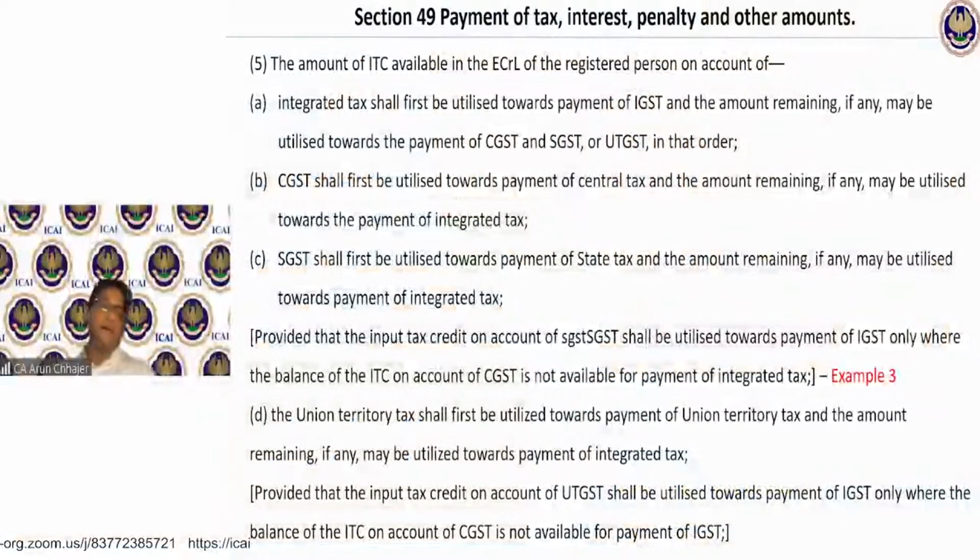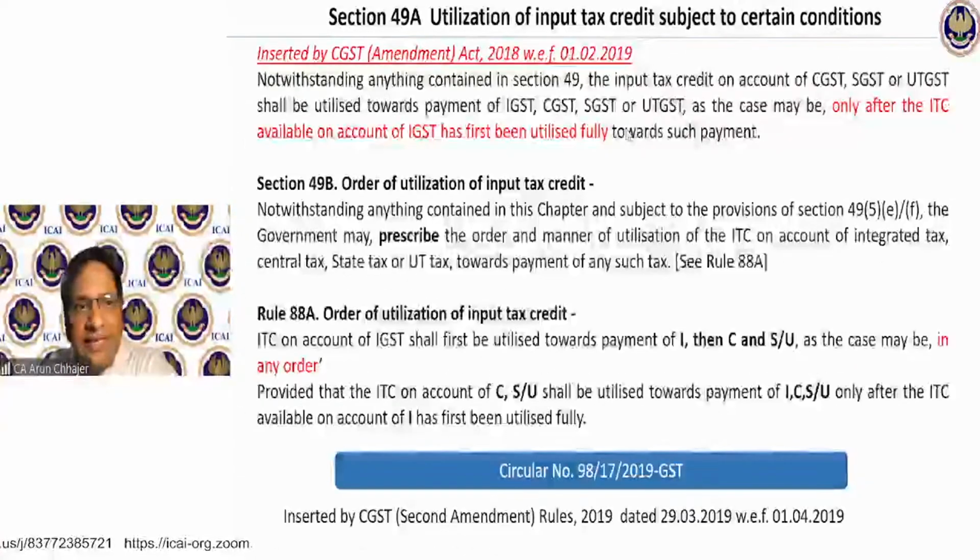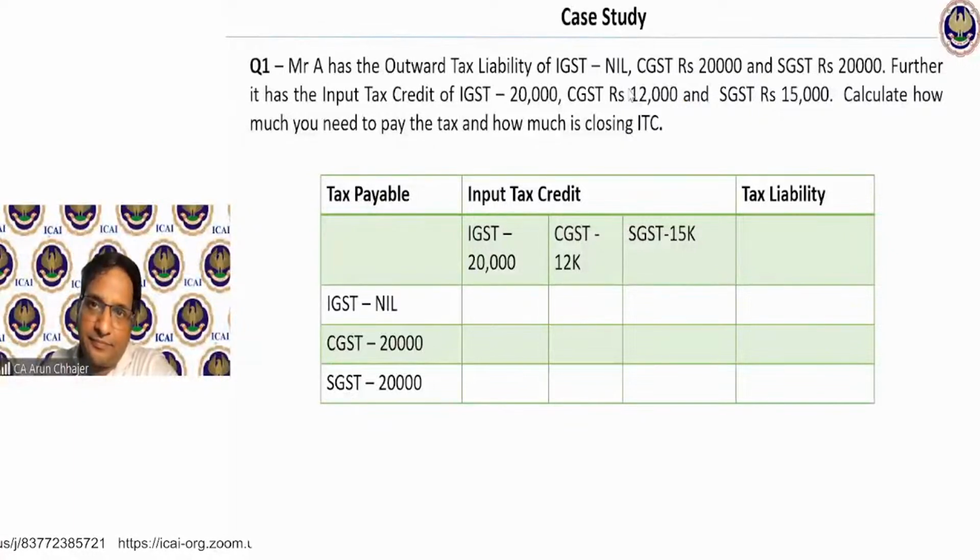Now I am reading the payment of taxes: section 49, subsection 5, section 49A, 49B, rule 88A, and one circular, circular 98. By combining all of these, we are discussing how to make the payment of taxes. So first, I'm coming directly to the three examples.